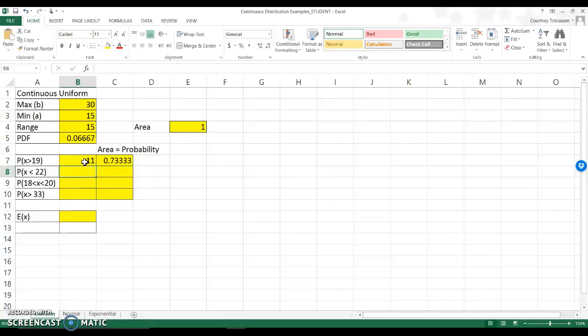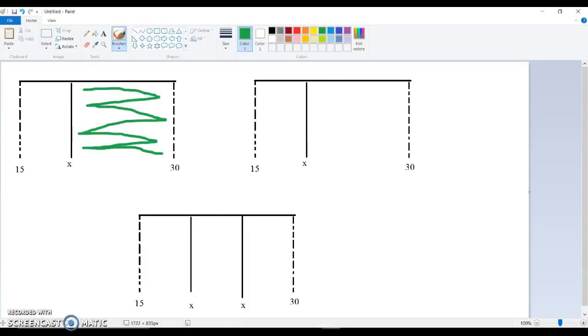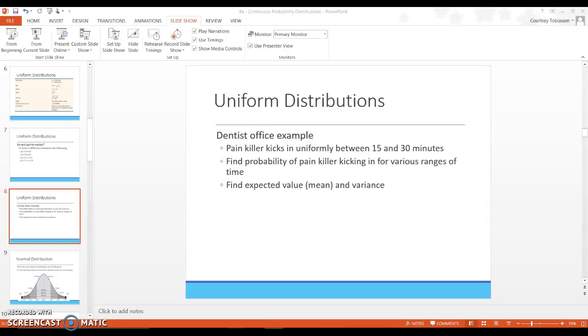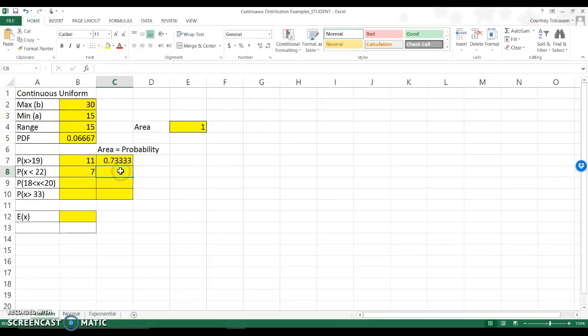In this case, we are looking at the probability of it kicking in in less than 22 minutes. So we're going to take 22 minus 15. Going back to our picture, we are now on this side. This would be 22, and we're seeing what is the probability of this happening on this side. Again, it's going to equal the area times the probability distribution, and there's a 47-ish percent chance of this occurring.